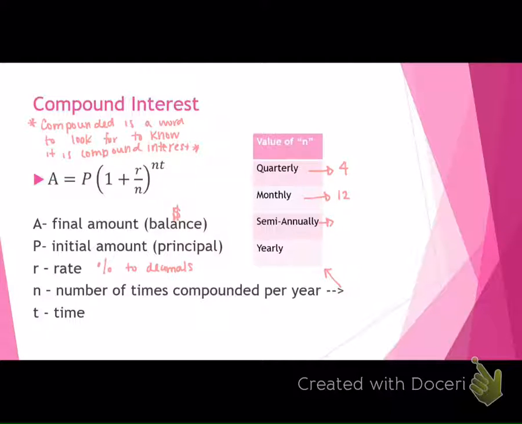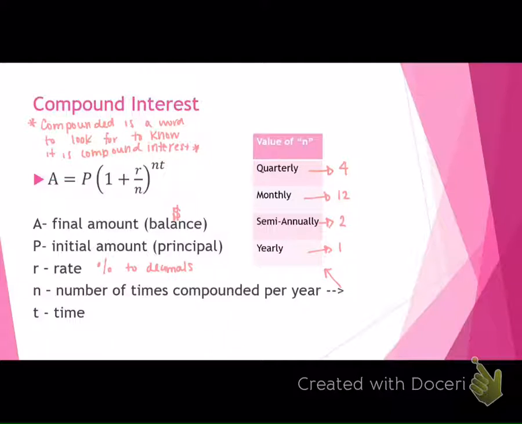Okay, semi-annually. Those of you that love shopping, think about semi-annual sales. How often do those happen? Yeah. Twice. Usually, so for example, Victoria's Secret usually does a semi-annual sale in like June and December or January, right? So it's twice a year. And then yearly, that's just once.